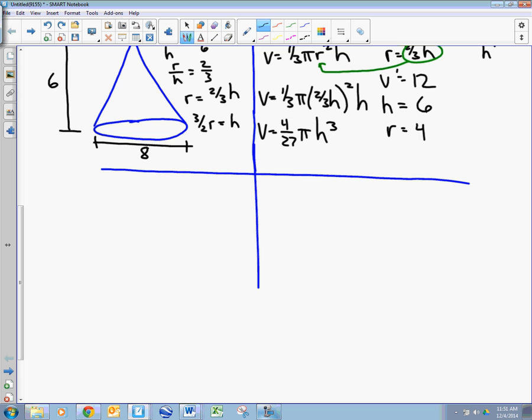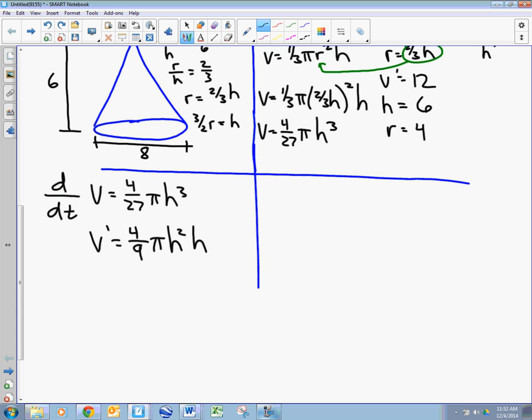Do you have what you need now? So we'll take the derivative with respect to time of the volume, which is equal to 4 over 27 pi h cubed. What's the derivative of volume? V prime is equal to, drop 3 in front, that will simplify to 12 over 27 or 4/9 pi h squared h prime. That's my derivative.